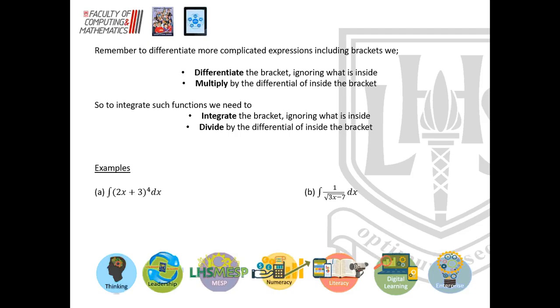When we were differentiating brackets of this form, you need to remember those two steps. Firstly, we differentiated the bracket, ignoring what was inside it, and then we multiplied by the differential of what's inside the bracket as well. To reverse this process, this time we're going to integrate the bracket, ignoring what's inside, but then divide by the differential of what's inside the bracket, just to cancel out this multiply. So there's a little trick in that there is a differentiation as part of your integration here, but it's simply to cancel out that multiply.